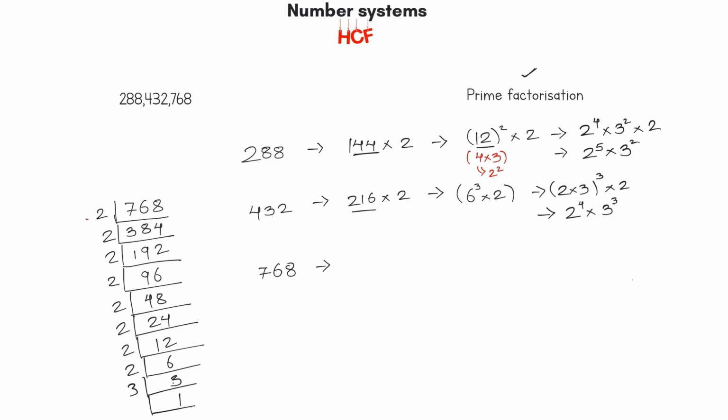So how many 2s are here? 1, 2, 3, 4, 5, 6, 7, 8. So I can write this as 2 raised to 8 into 3. That's what I did here. Okay, once done with this, what are you supposed to do?